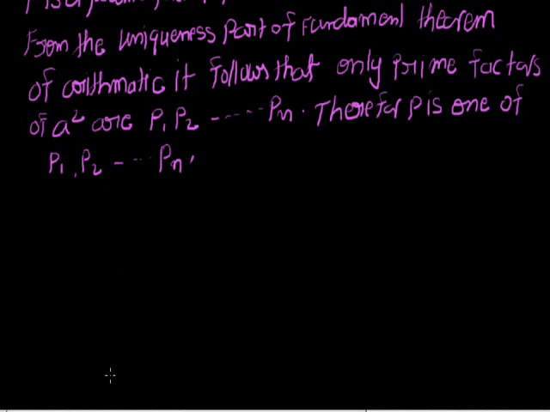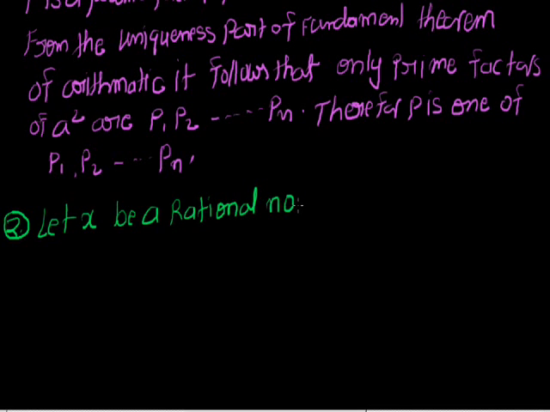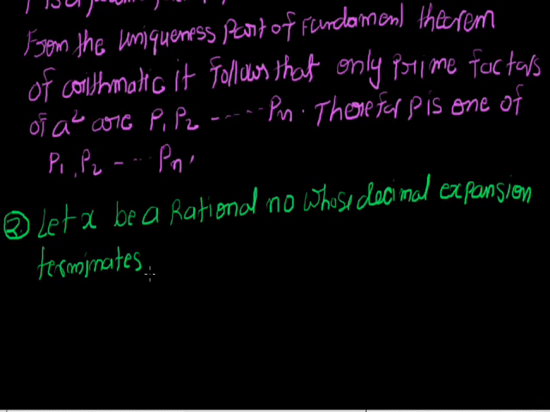Here we can write one more result. That was the first result; now let us write down the second important result. Let x be a rational number whose decimal expansion terminates.